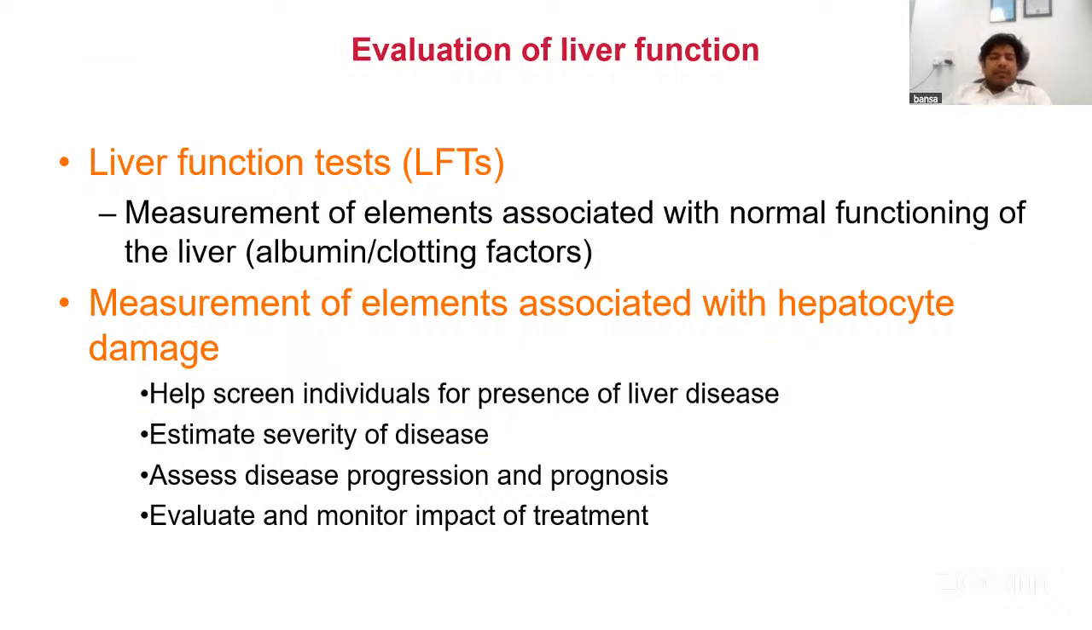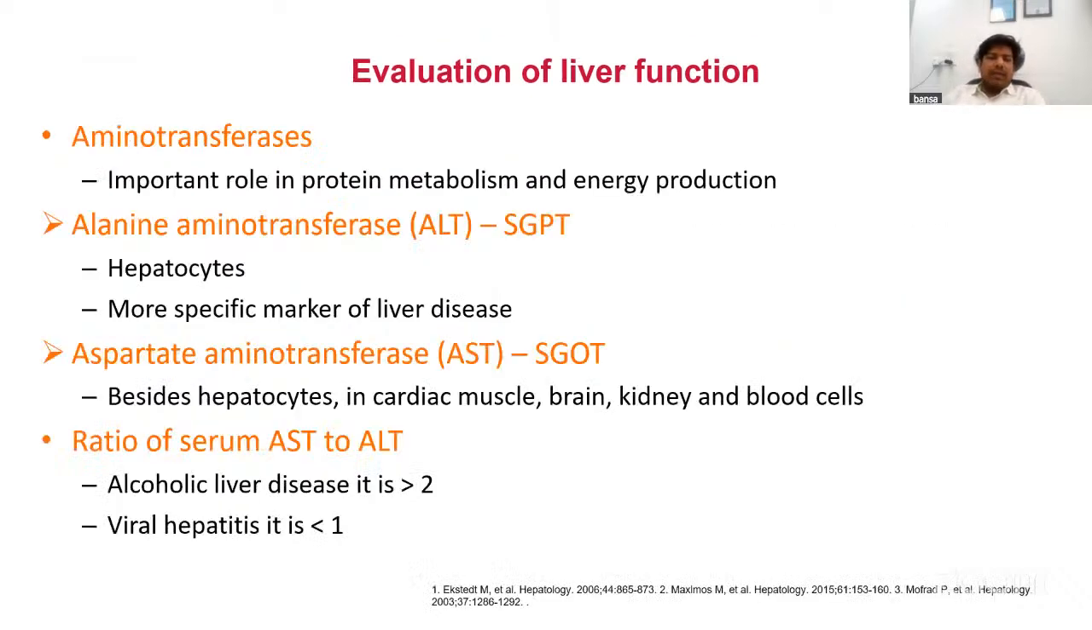Liver function test, measurement of elements associated with normal function of the liver. So evaluation of liver function in the form of LFT, in the form of AST, ALT, and ratio is very important. When AST, ALT ratio is more than 2, it is alcoholic liver disease, and if it is less than 1, it is viral hepatitis.